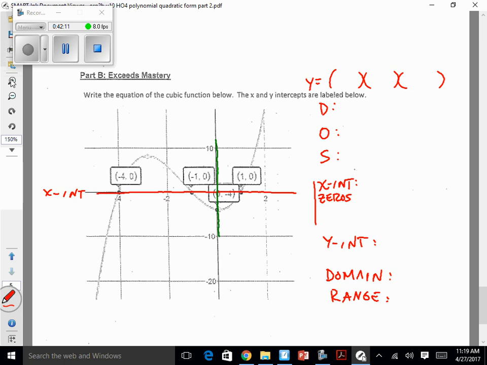-4. And you will notice they are just going to give it right to you. So that's why this part is not super hard. All right, the second x-intercept, please. 0. Thank you. And the third one, 1, 0. Anybody? Give me the y-intercept. Y-intercept, please. 0, -. All right.